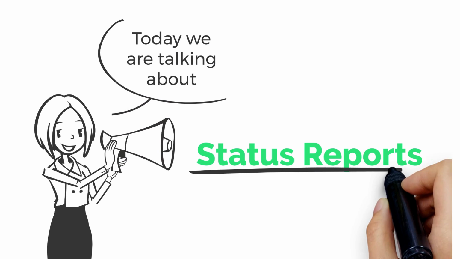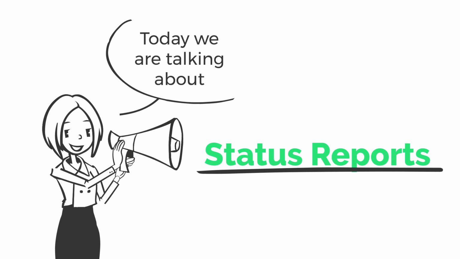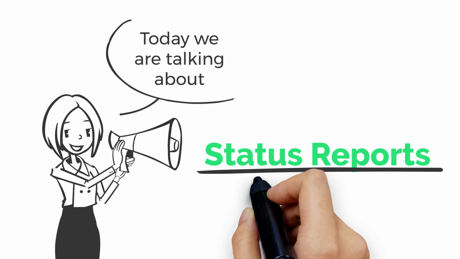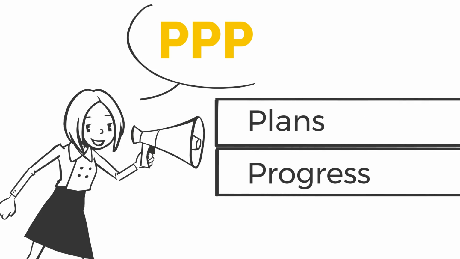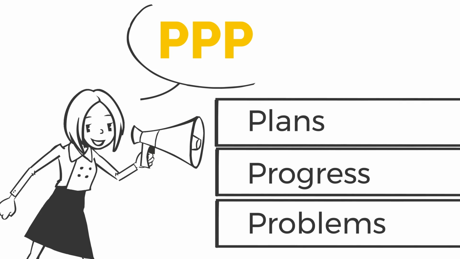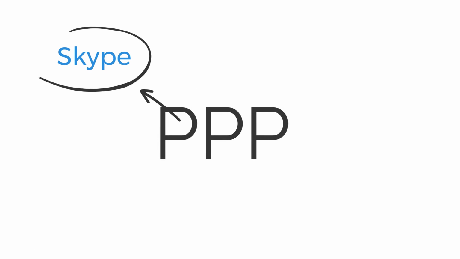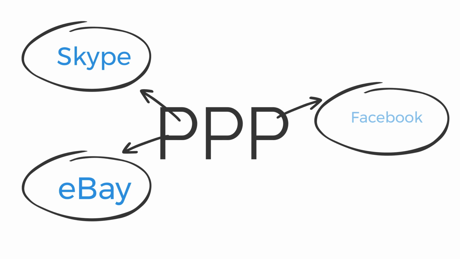Status reports provide an overview of what your team is doing and what kind of challenges they might have. The most efficient status reporting method is PPP. It stands for Plans, Progress, and Problems. It's used by companies like Skype, eBay, and Facebook.